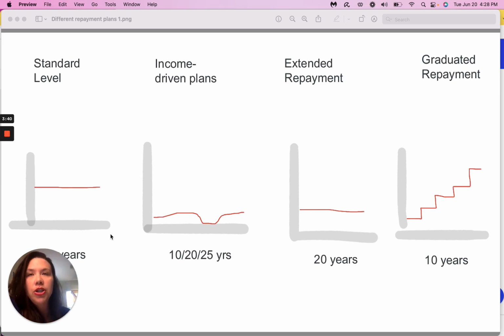It's slightly more interest because you're delaying the beginning interest, so it's going to be slightly more interest than the standard plan.